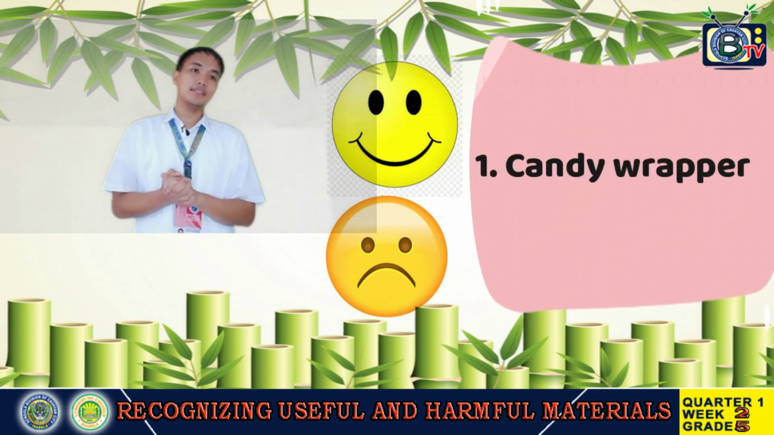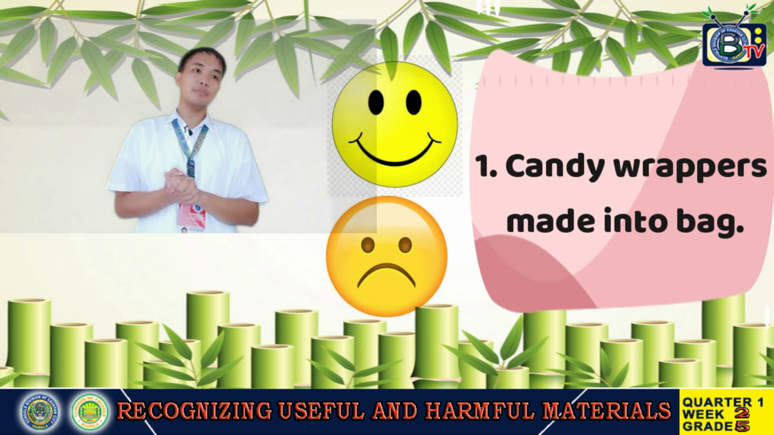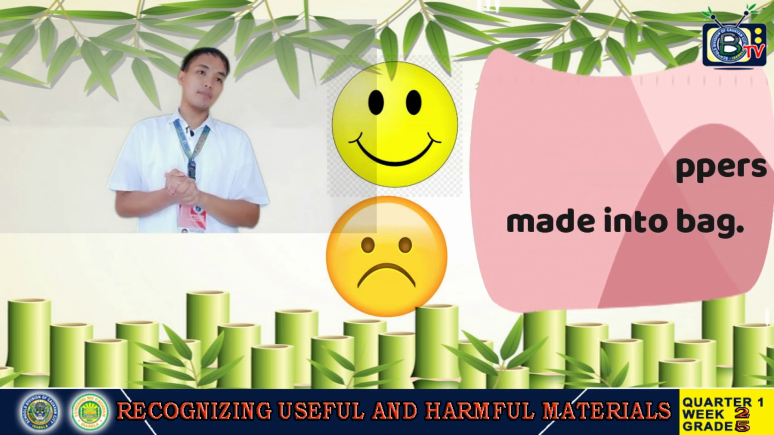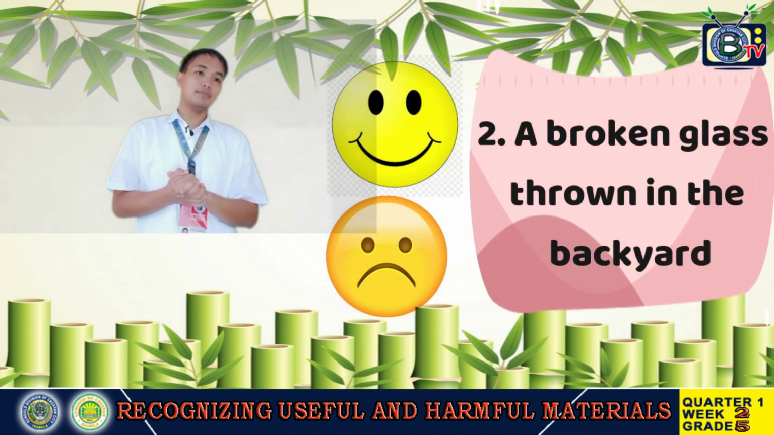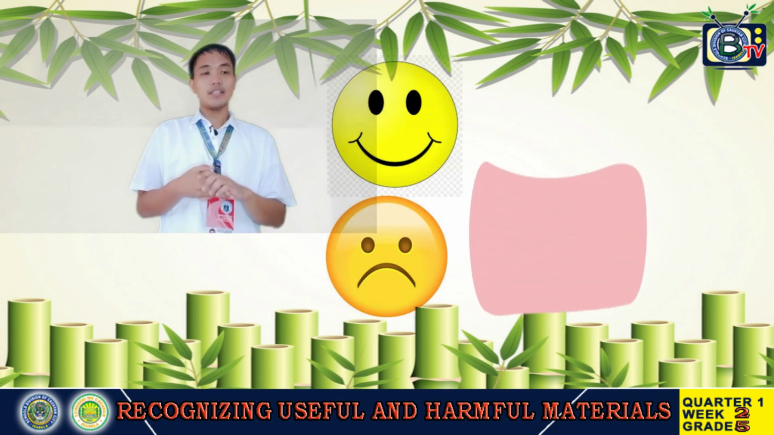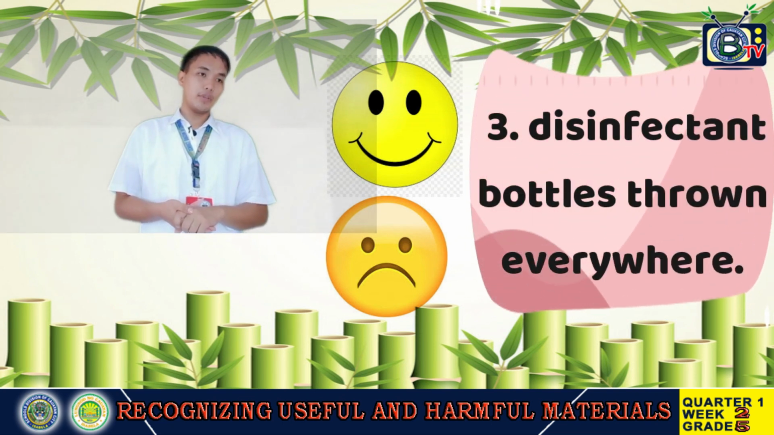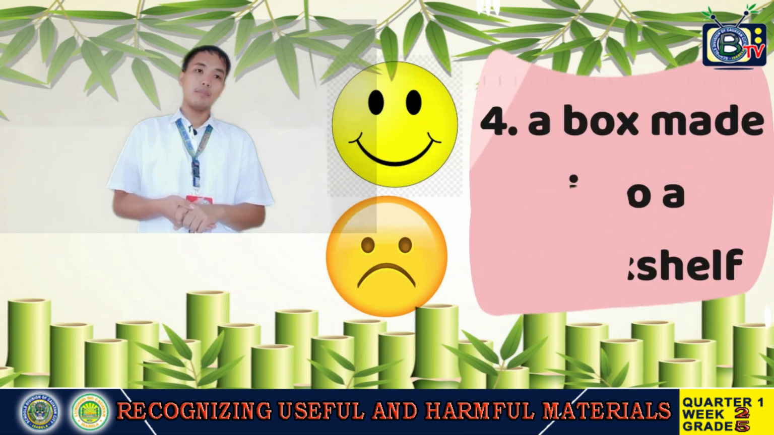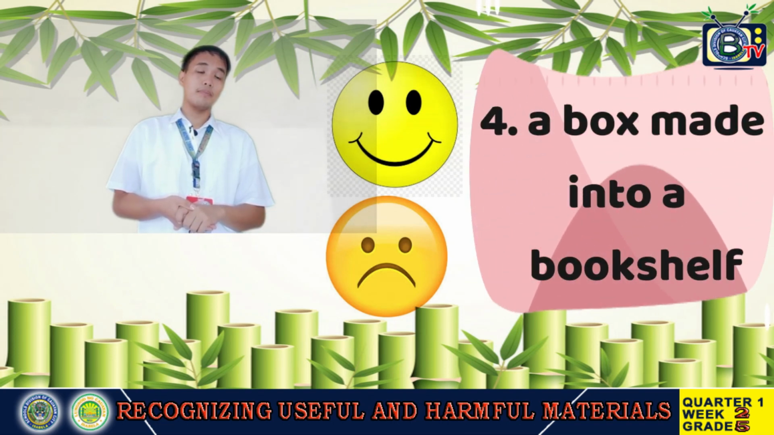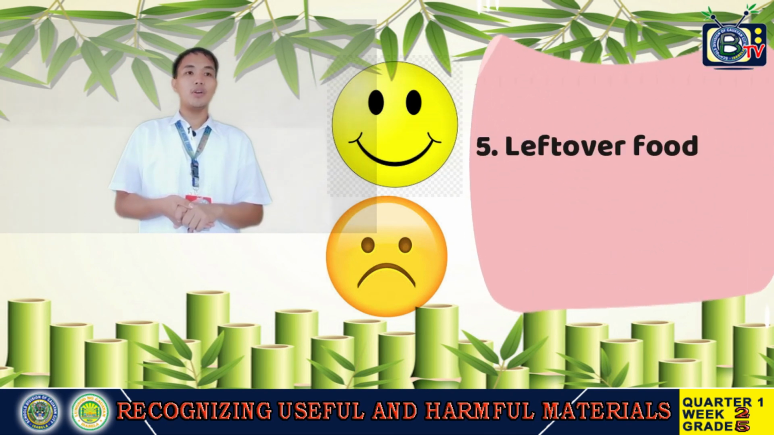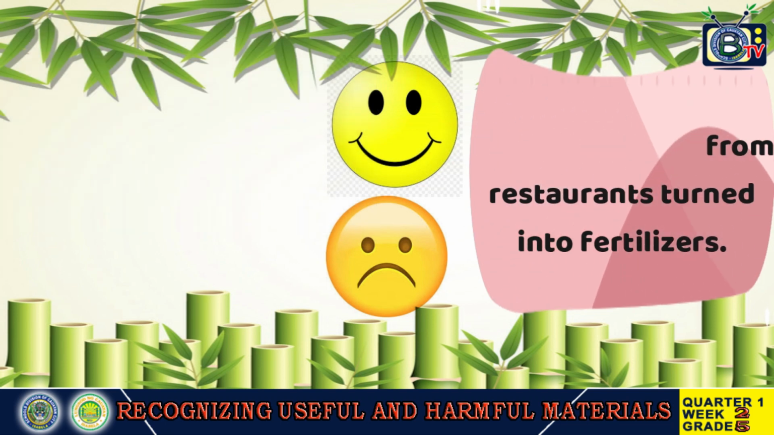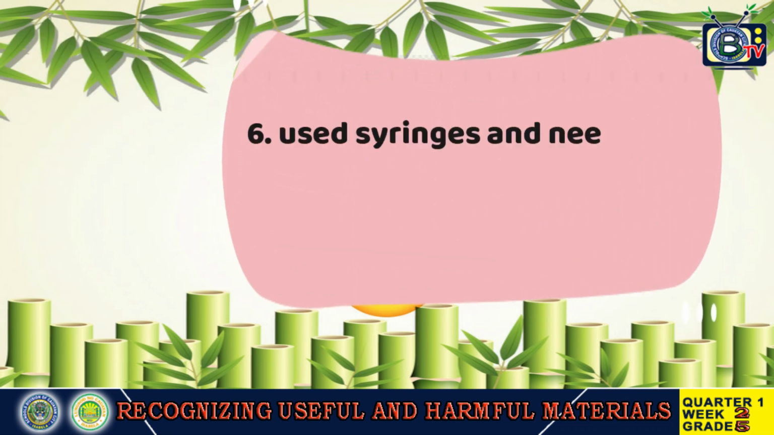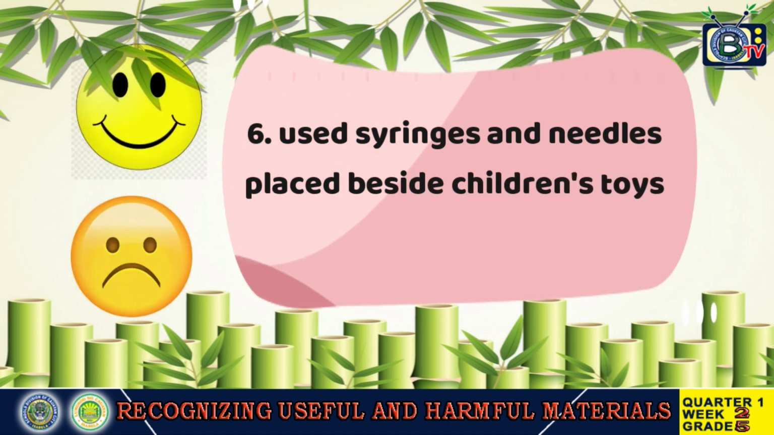And number 1, candy wrappers made into bag, happy face or sad face. Number 2, a broken glass thrown in the backyard. Number 3, disinfectant bottles thrown everywhere. For number 4, a box made into a bookshelf. And number 5, leftover food from restaurants turned into fertilizers. For number 6, use syringes and needles placed beside children's toys.